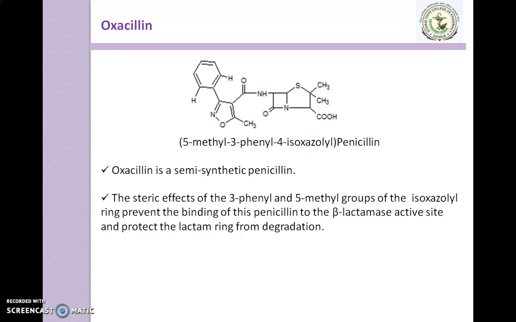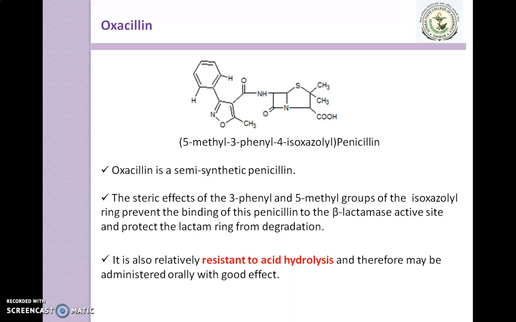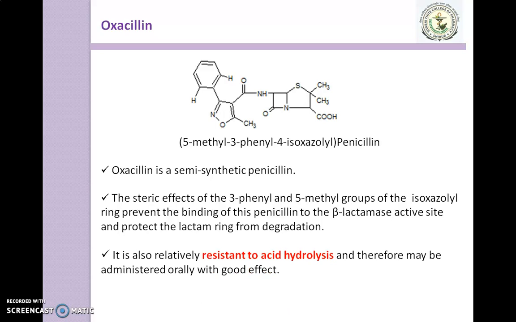The steric effect of the 3-phenyl and 5-methyl groups of the isoxazolyl ring prevents the binding of this penicillin to the beta-lactamase active site and protects the lactam ring from degradation. It is also relatively resistant to acid hydrolysis. This is the important one, and therefore they may be administered orally with good effect.